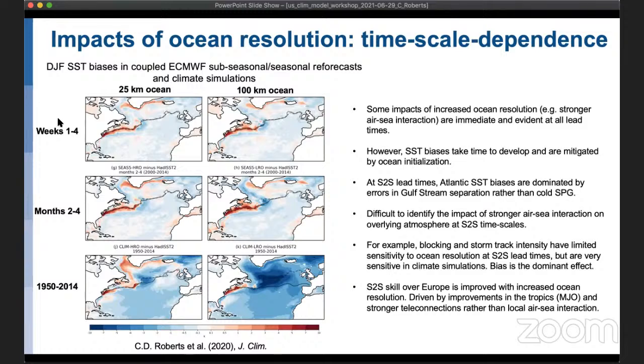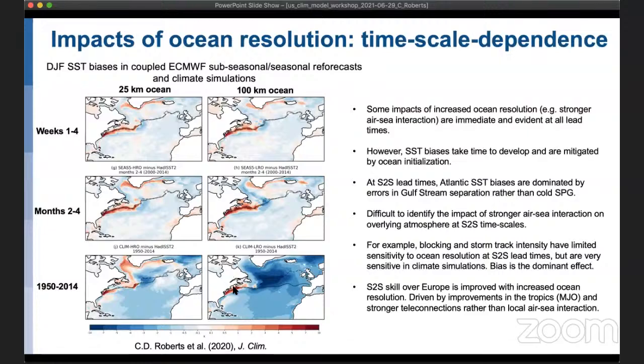So at the S2S timescales, the Atlantic errors are dominated by a warm bias associated with errors in the separation of the Gulf Stream, rather than this cold bias you see in the North Atlantic subpolar gyre. And one thing it's very difficult to do at this S2S timescale is to show any impact of this big difference we find in the strength of air-sea interaction. So for example, in our climate runs, we see large differences in both blocking over Europe and the intensity of the storm track, which is much improved at the 25-kilometer ocean. But we see almost no change in our S2S models.